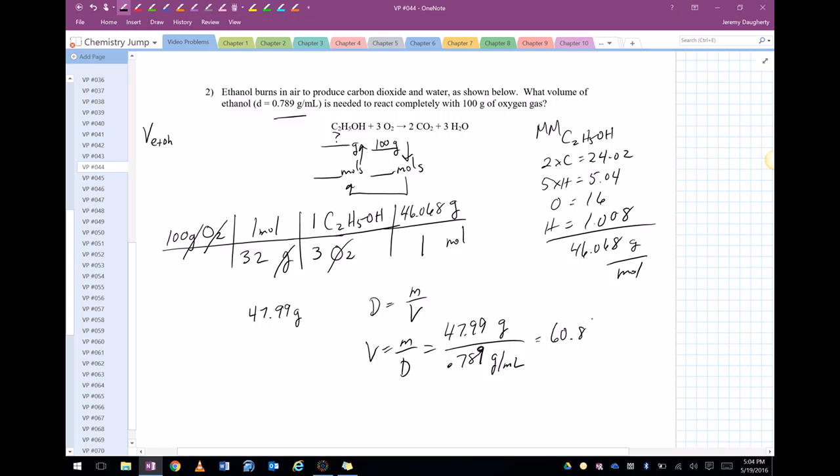Well, let's talk about sig figs, and that would be milliliters. Now, 100 has only one significant figure, so my answer can only have one significant figure. So my answer becomes 60 milliliters. But again, that's exactly how much ethanol I need to react with 100% of this oxygen.